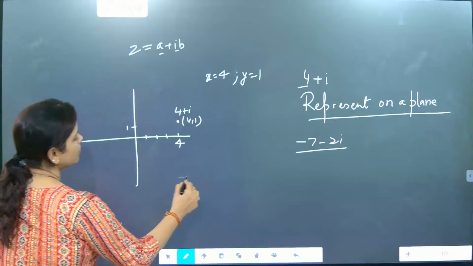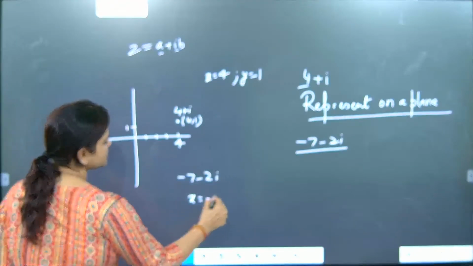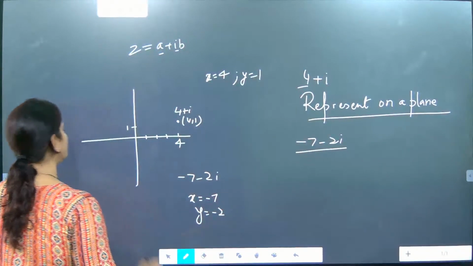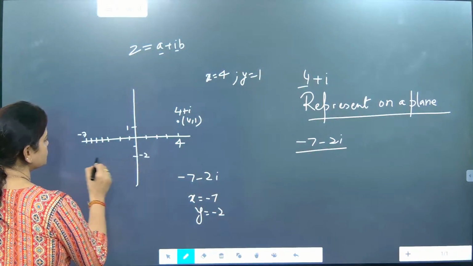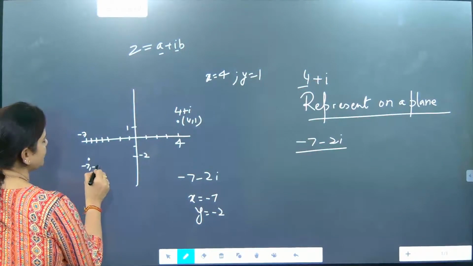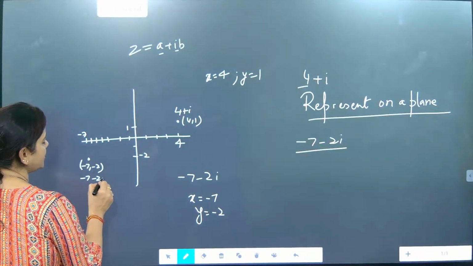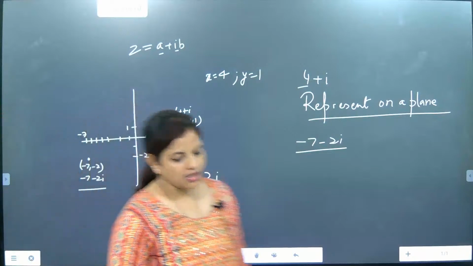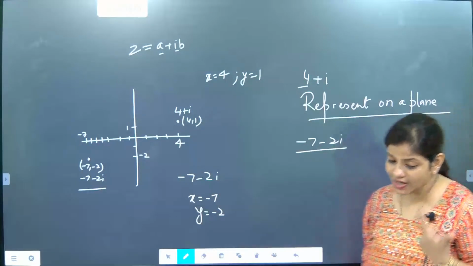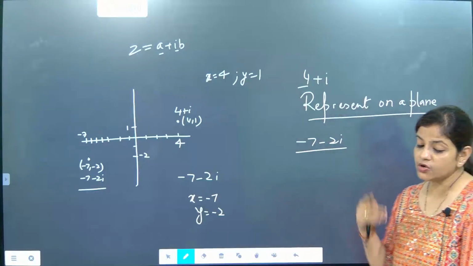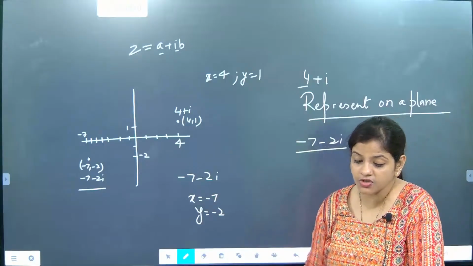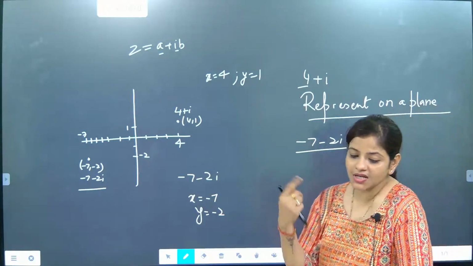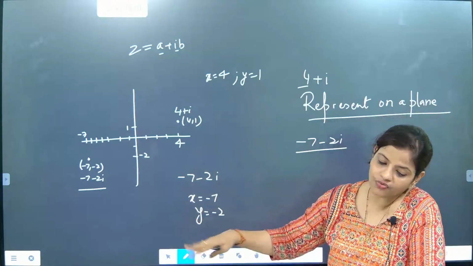Now let's check this one out: -7 - 2i. What is x? -7. What is y? -2. So let's see: -1, -2, -3, -4, -5, -6, -7. This part is -7, and then -1, -2. So this is the point (-7, -2), or we can write it as -7 - 2i. Did you understand? It's not difficult. If any complex number is given and they tell you to represent it in a plane, this is a jackpot question. This is not a question to trouble you, it is a question to enjoy, because this is nothing. Just take out the real part, x and y values, just as you were doing in class 9.